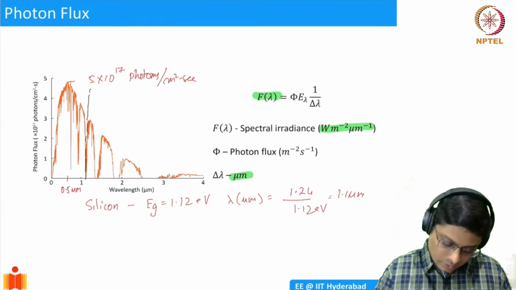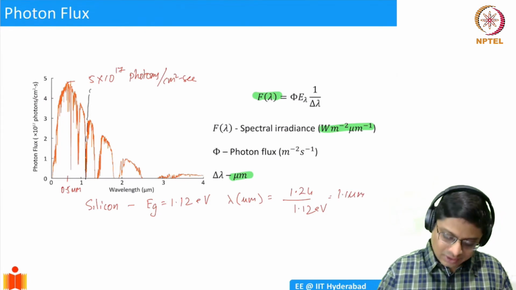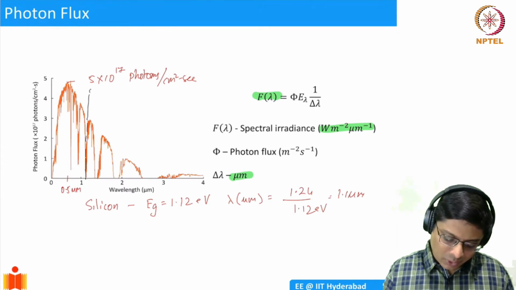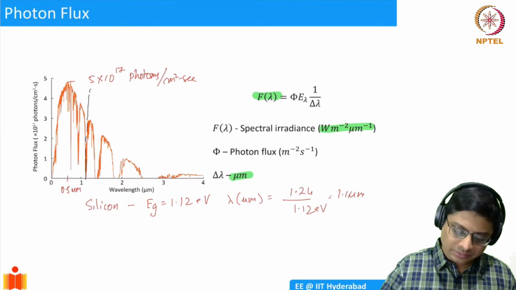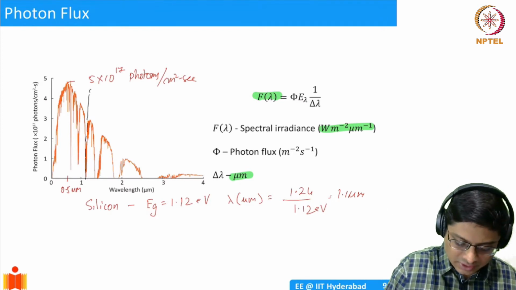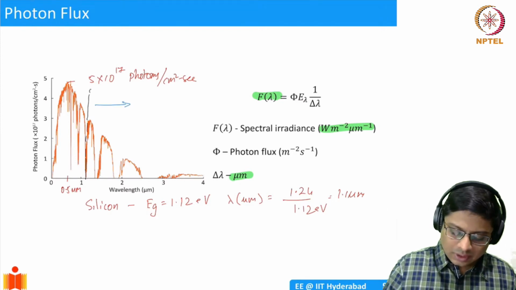So yeah, I'm nearly there. So in the lambda scale also it's 1.1 micrometer. So if the wavelength is larger than 1.1 micrometer, so if the wavelength is larger here, this is not absorbed.